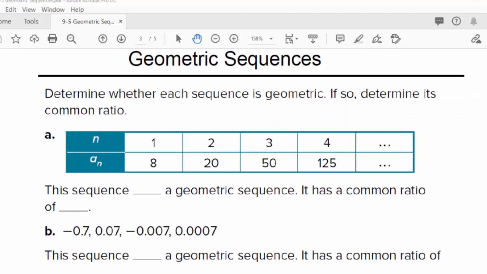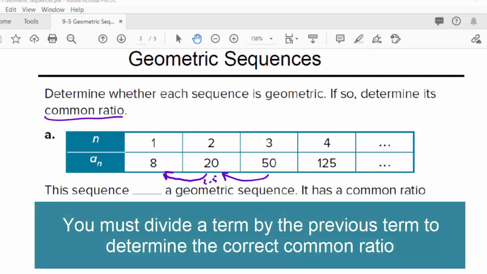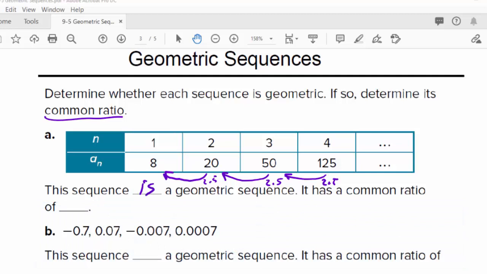All right, so we want to determine whether the sequence is geometric. If so, determine its common ratio, so the number we're multiplying by each time. So if I take 20 and divide it by the previous number, I get 2.5, so I'm multiplying by 2.5 there. And 50 divided by 20, I get 2.5, and the next division, I get 2.5. So the sequence is a geometric sequence. It has a common ratio of 2.5. So if I wanted to find the next number above 125, I simply take the 125 and multiply it by 2.5, and that will give me the next term in the sequence.